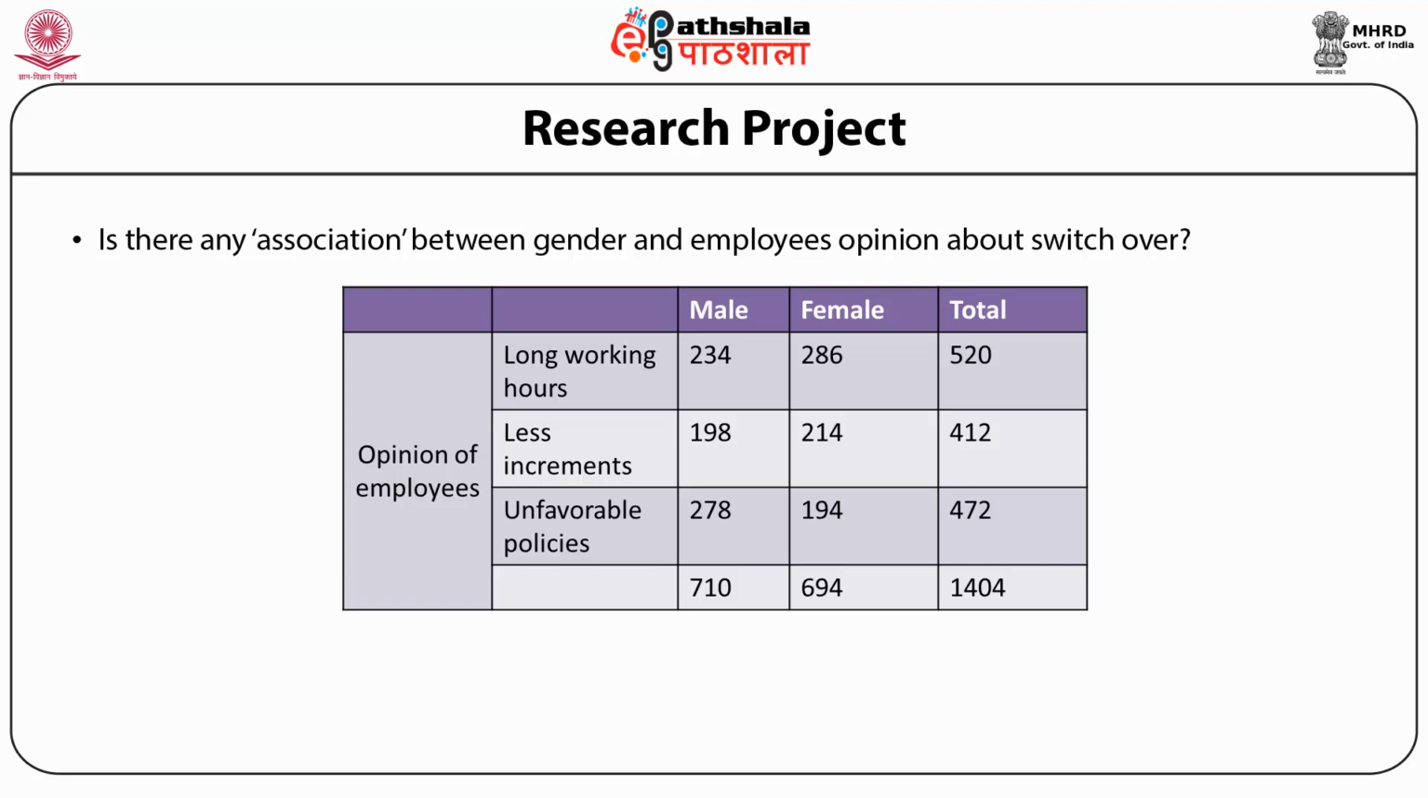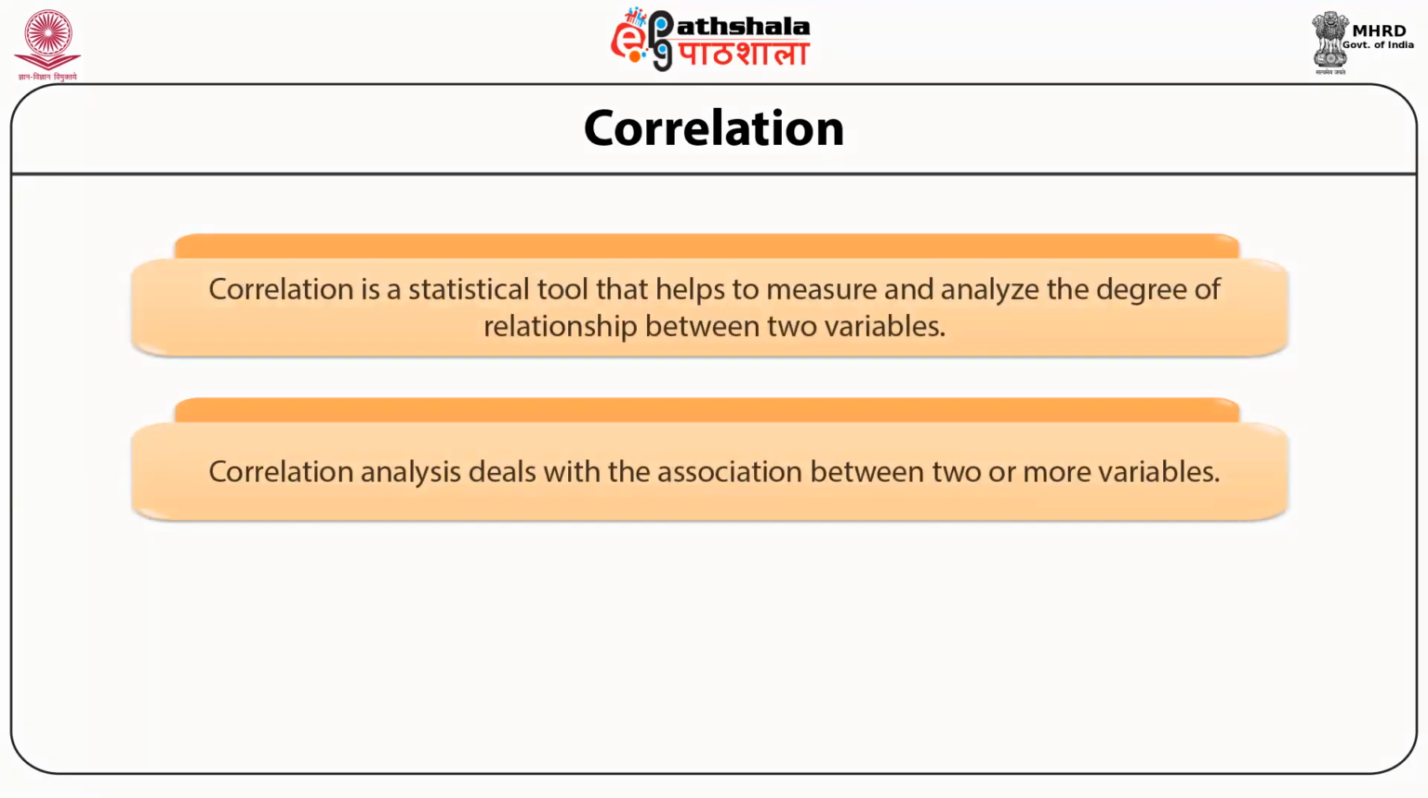So correlation analysis is basically something that tries to find out an association or relationship between two or more variables. Correlation is a statistical tool that measures the relationship, or we can say association, between two or more variables. It is a very, very important concept for researchers that is largely used in many business organizations and various departments of the government.